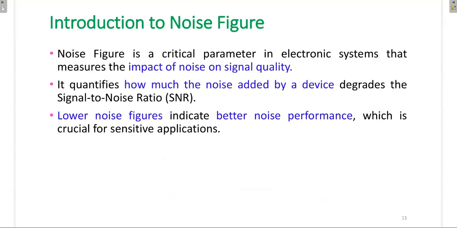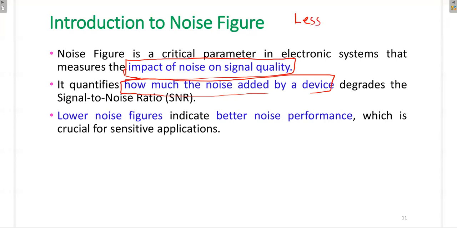Introduction to noise figure. Noise figure is the important parameter in electronic system to measure the impact of noise on signal quality, and it also gives how much noise is added by the device. If the system adds less noise, then noise figure will be low. If the noise figure value is low, what is the meaning? The system adds less noise.